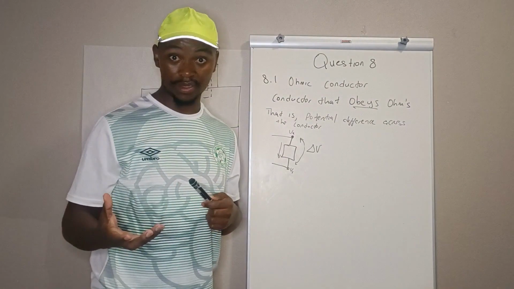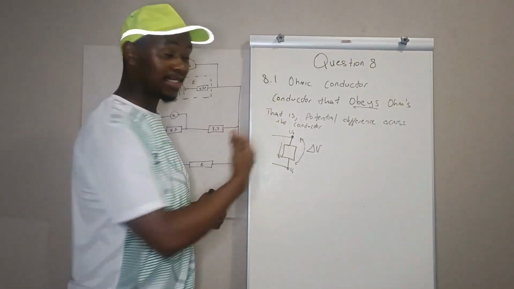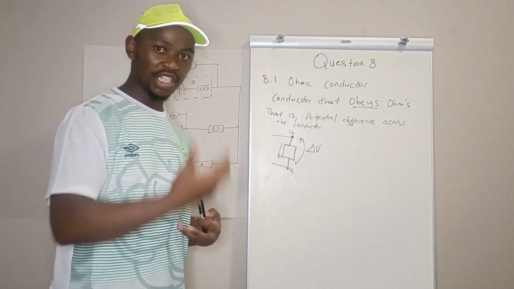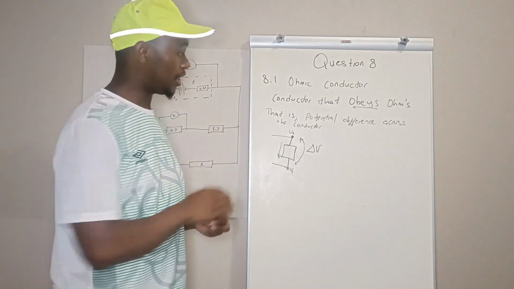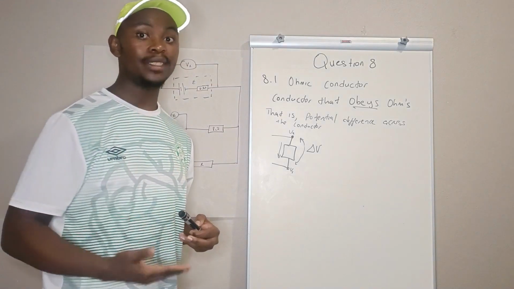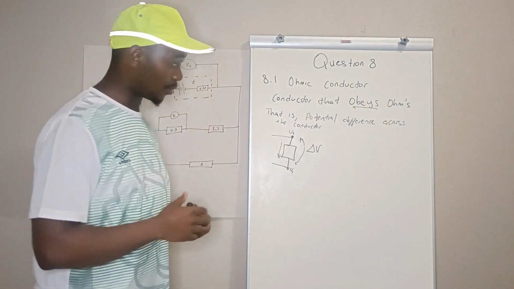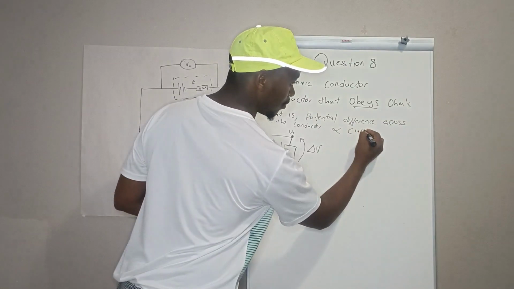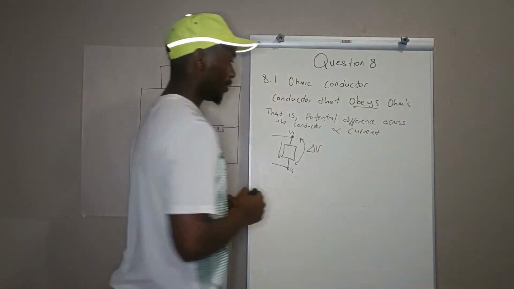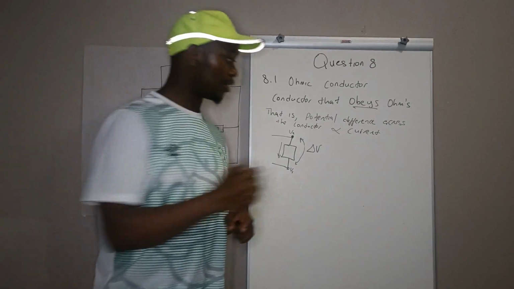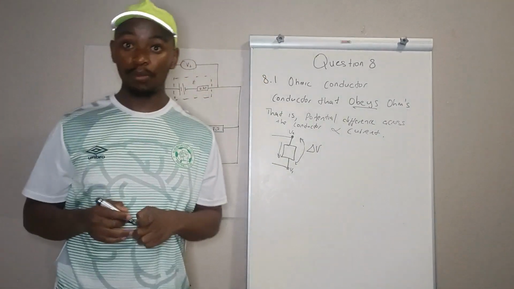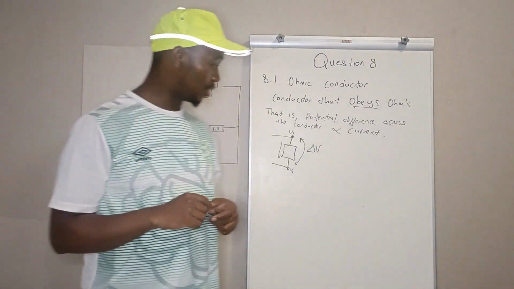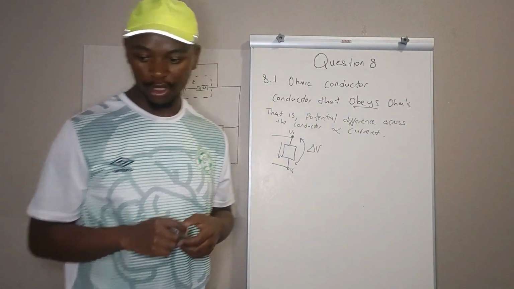That is what Ohm's law says. So this type of conductor obeys Ohm's law, meaning that the potential difference, you can always know that potential difference across that conductor will be directly proportional to the current through it. It is directly proportional to the current. Alright. That is what we call an ohmic conductor. Alright. Let's move on to the next question, which is 8.2.